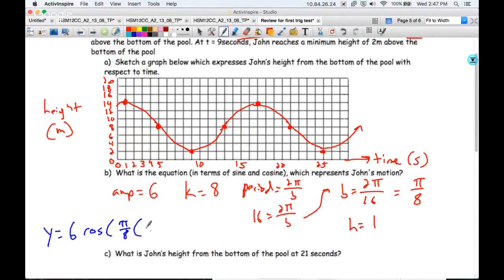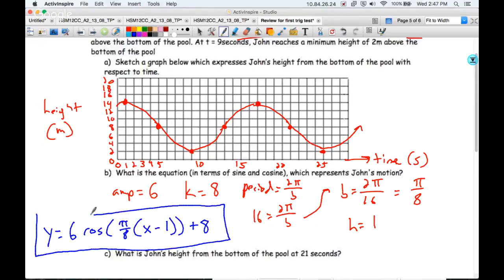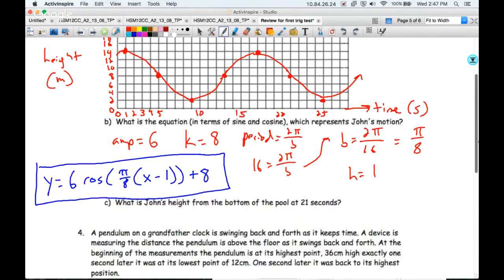All right, then I'm going to add an extra parentheses here and then just do x minus 1 directly there. If I want to distribute that pi over 8, I can, but I can just leave it like this. Plus 8. There we go. What is John's height from the bottom of the pool at 21 seconds?